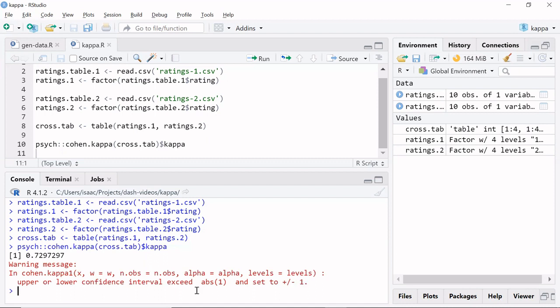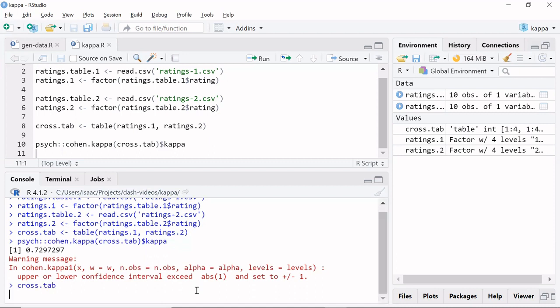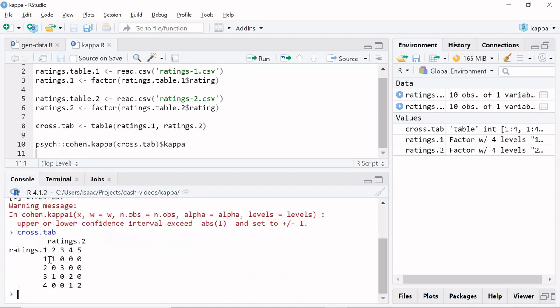So let's have a look at the cross tabulation and see where the judges are agreeing and disagreeing. So something's wrong here. Although there's a good correspondence between the ratings in the sense that most of the observations in this table lie along the diagonal, the rows and the columns don't actually match up.